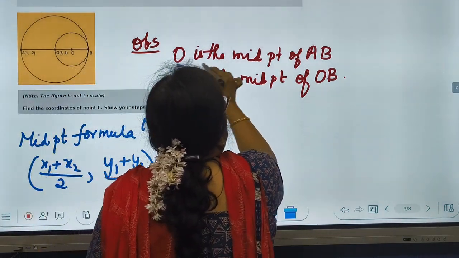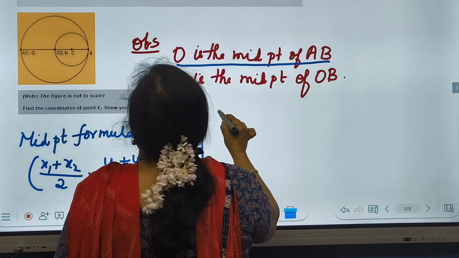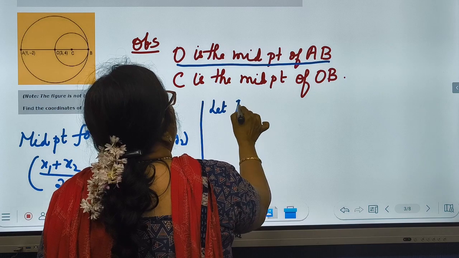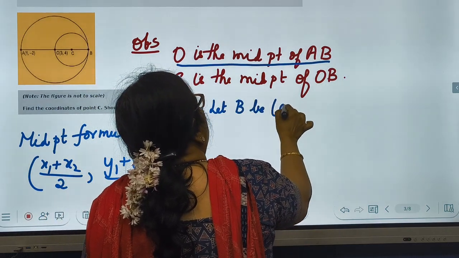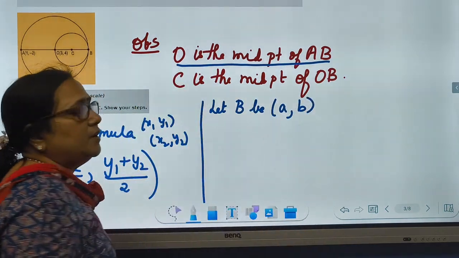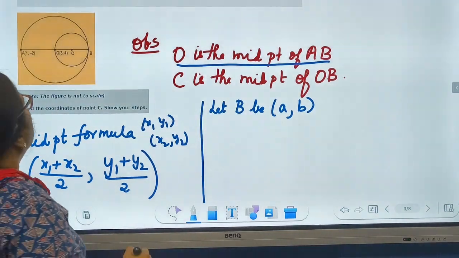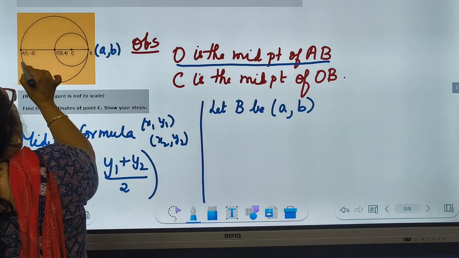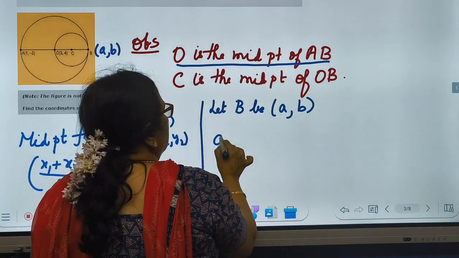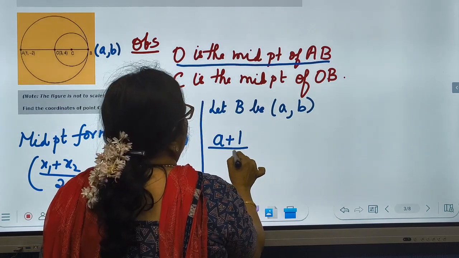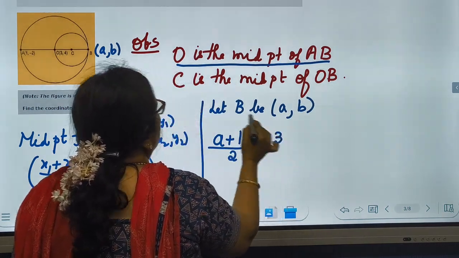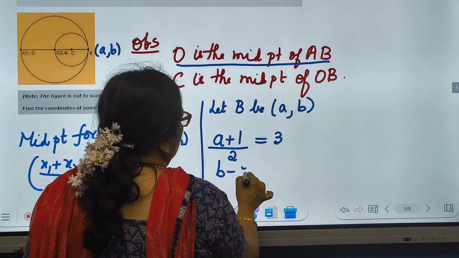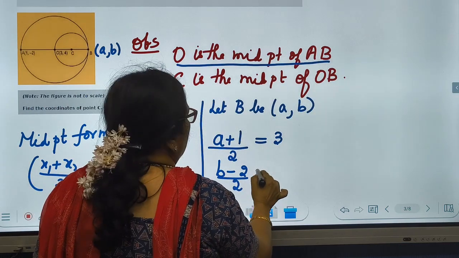Now O is the midpoint of AB, so let the coordinates of B be (a, b). Then if this is (a, b), then using the midpoint formula, (a plus 1) by 2 is 3, and (b minus 2) by 2 is equal to 4.